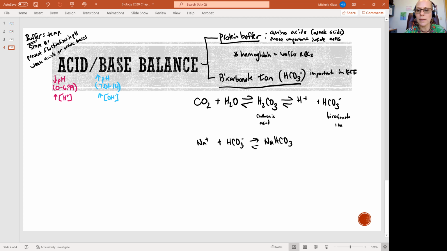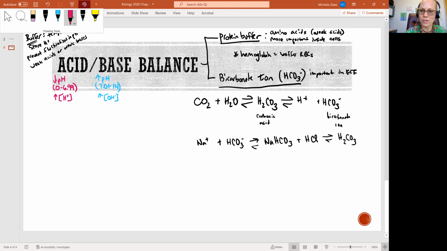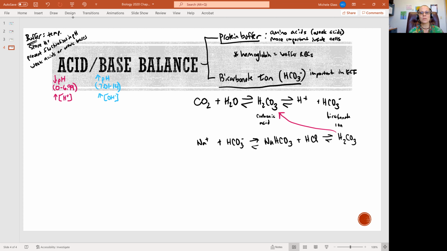And sodium bicarbonate can then pair with a strong acid like hydrochloric acid, or we should say react. And when that happens, we get carbonic acid, which is a weak acid. And then that takes us directly back to this conversation here. So now we see how bicarbonate ion can help us take a strong acid and convert it to a weak acid.